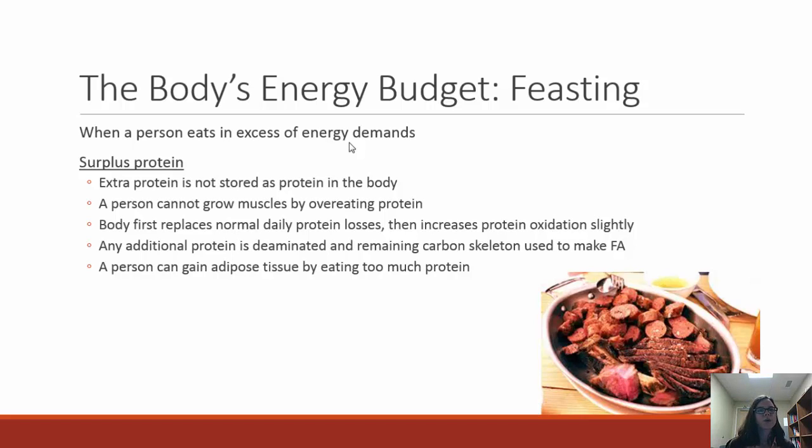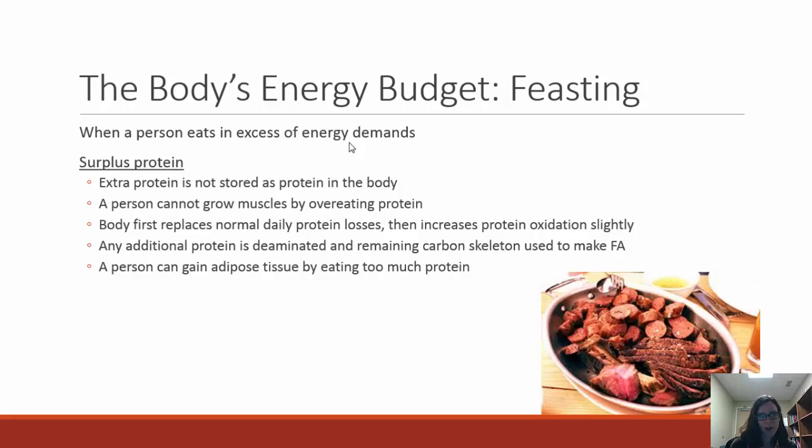Okay, so let's talk about the body's energy budget during these different stages in the feed-fast cycle. Let's consider our fed state. We've just eaten a meal, and let's say it's a big meal. We just feasted. So basically, we've eaten in excess of our energy demands and in excess of our protein demands.